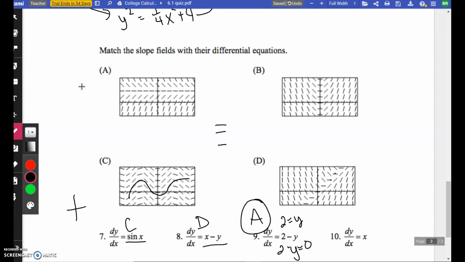Y equal derivative is x. So there's 0 when x is 0, I have horizontal. There I've got the 1s when x is 1, and so on. So that one is B.